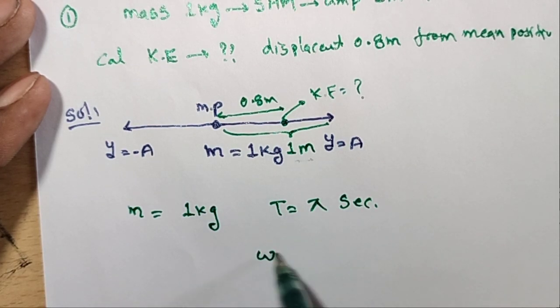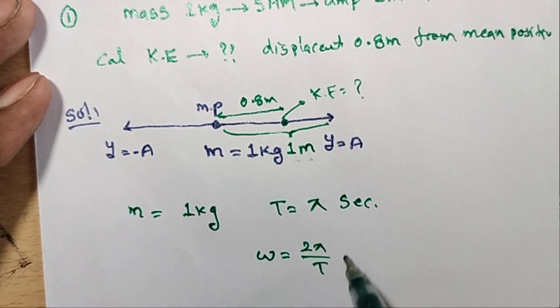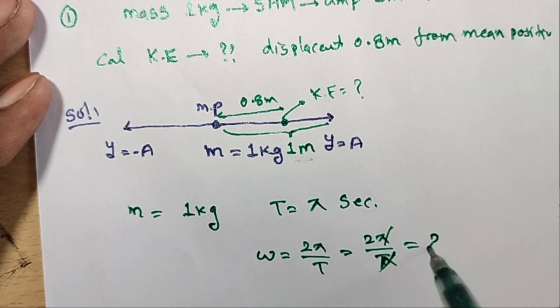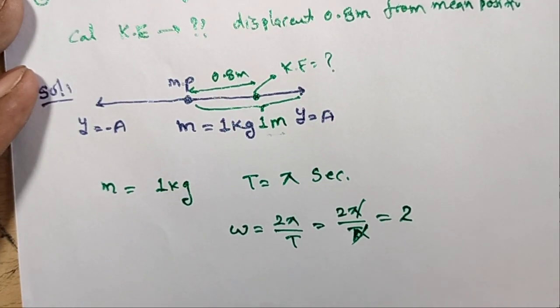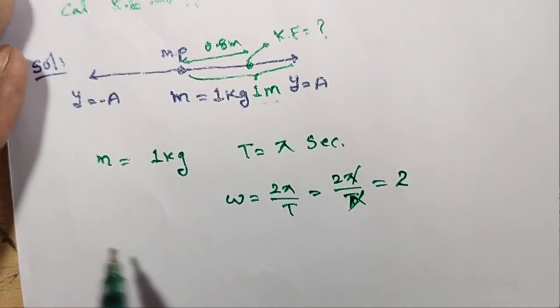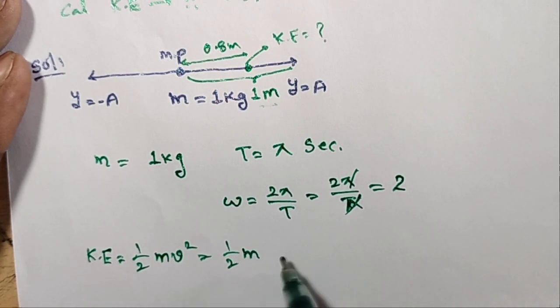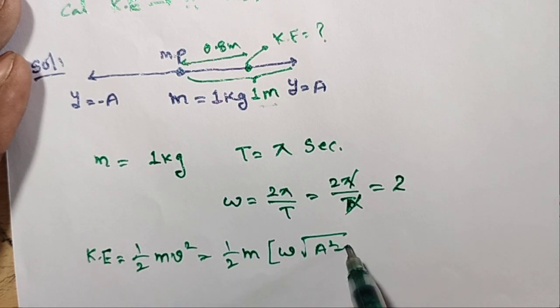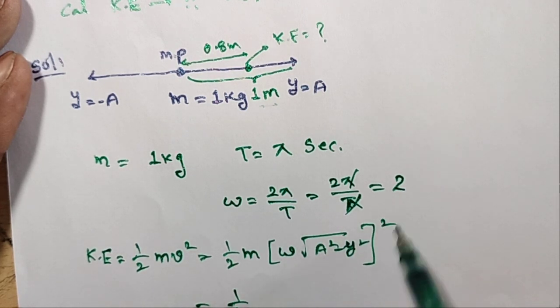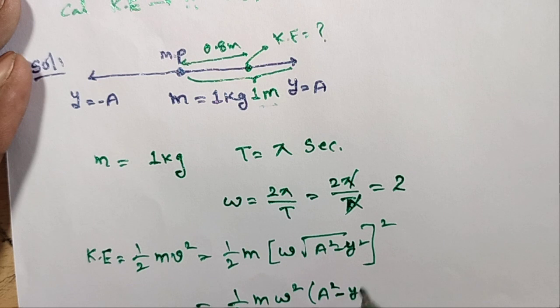So what is omega? Omega is equal to 2 pi by T, that is 2 pi by pi, so they cancel. Omega is equal to 2. Now, what is the formula of the kinetic energy? The kinetic energy is equal to 1 by 2 m v square, where v is equal to omega root of a square minus y square. So that is 1 by 2 m omega square (a square minus y square).